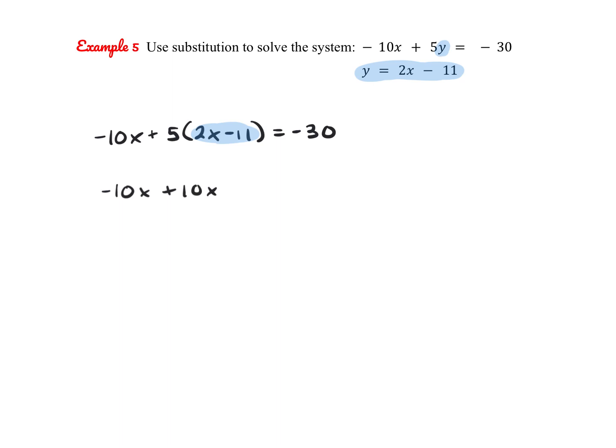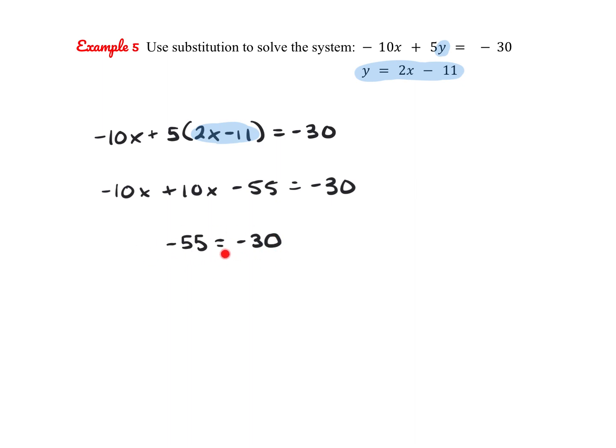So here you'll see something kind of interesting happening. Here actually our other variable disappears and we're left with the statement negative 55 equals negative 30. So whenever your variable disappears altogether, it's going to be one of two things. It's either going to be no solution or infinite solution. And the way you know is you have to look at what's left over.